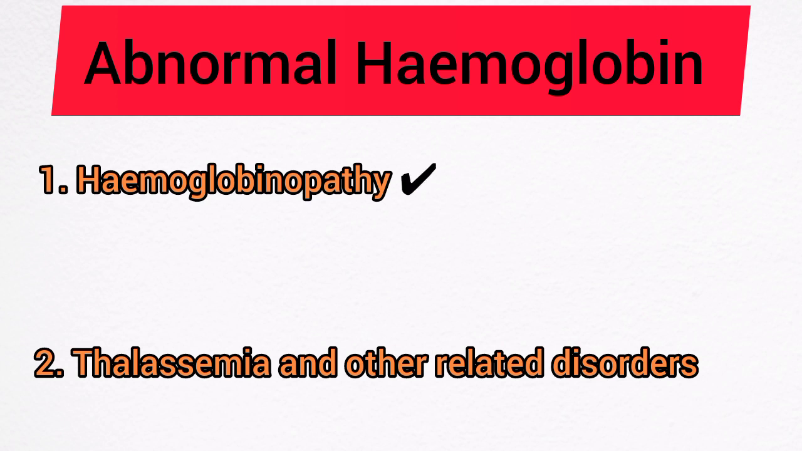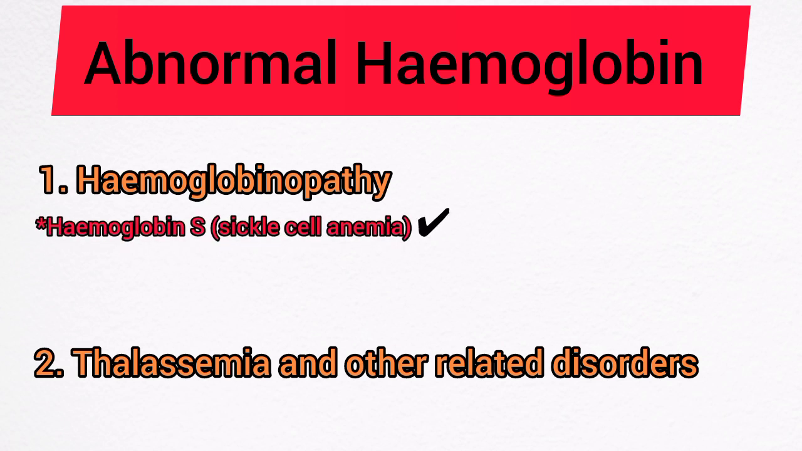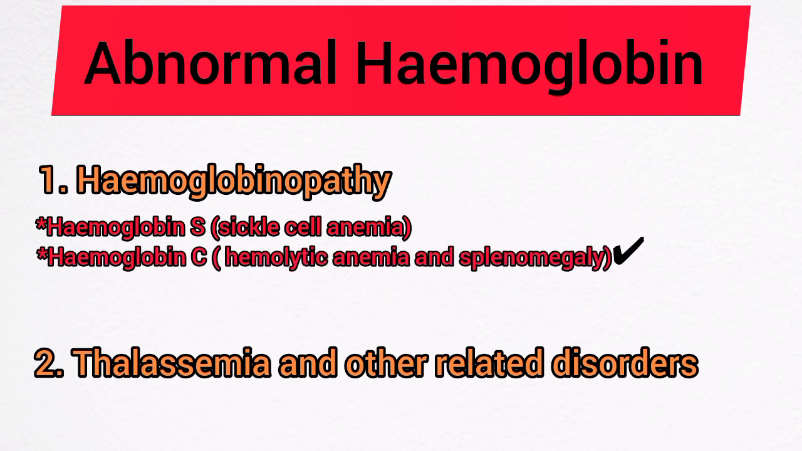Hemoglobinopathy is a genetic disorder that is caused by abnormal polypeptide chains of hemoglobin. Some of the hemoglobinopathies are hemoglobin S. Hemoglobin S is found in sickle cell anemia. In hemoglobin S, the alpha chains are normal and the beta chains are abnormal. In hemoglobin C, the beta chains are abnormal. It is found in people with hemoglobin C disease, which is characterized by mild hemolytic anemia and splenomegaly.